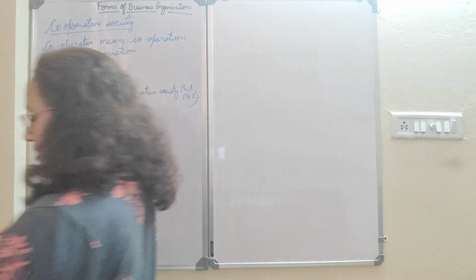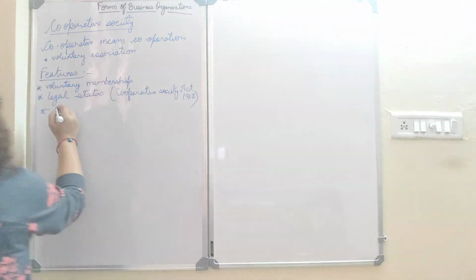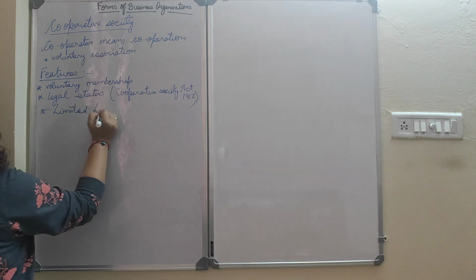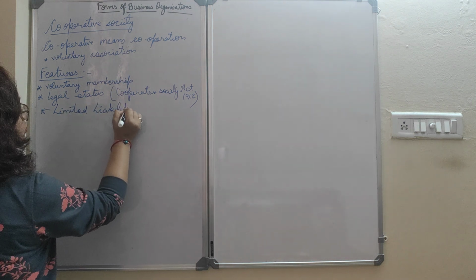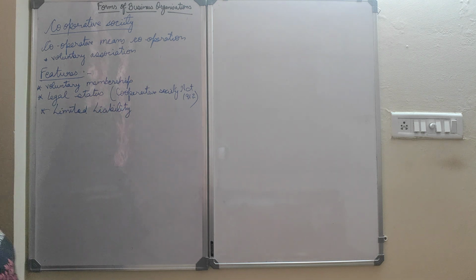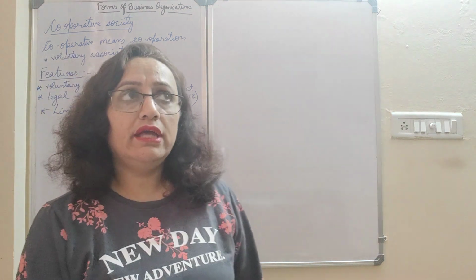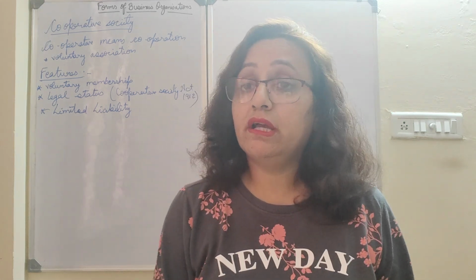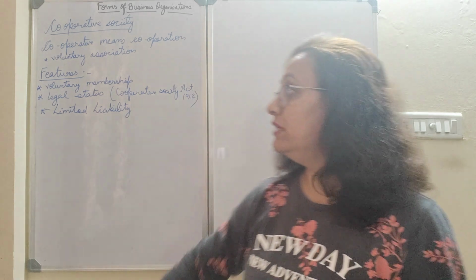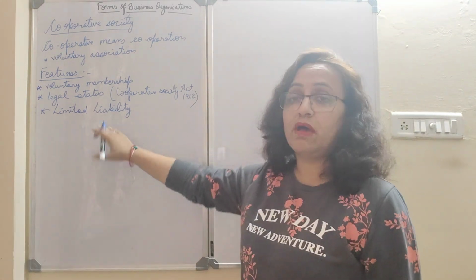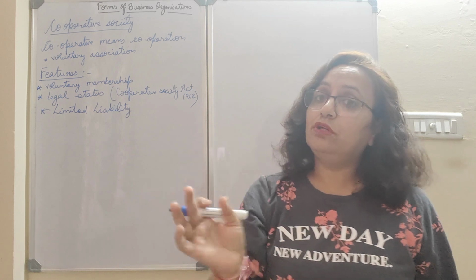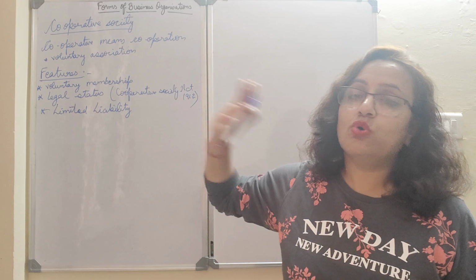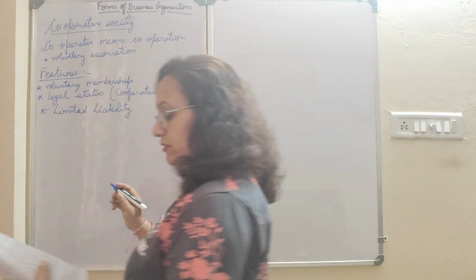Then after legal status, the next point is limited liability. We have been seeing in previous cases also that the members have unlimited liability. You remember in partnership they have unlimited liability, means if they are not able to pay any loan or the credit, then their personal assets can even be taken by their creditors. But in this case, in cooperative society, the members have limited liability. They are liable to pay only the contribution they have given in the society. Right? So all the members have limited liability.